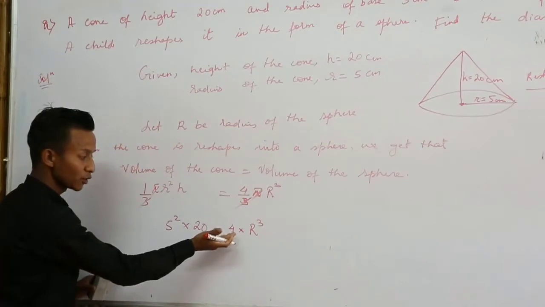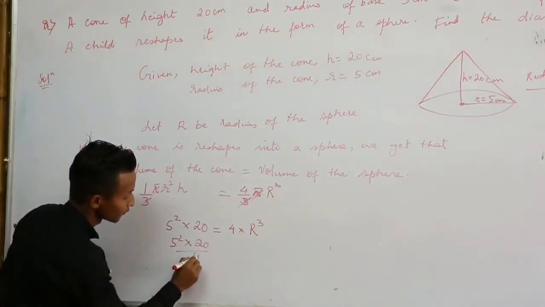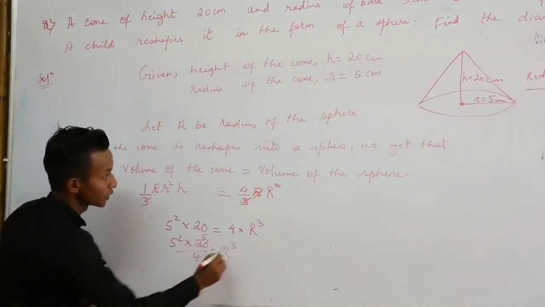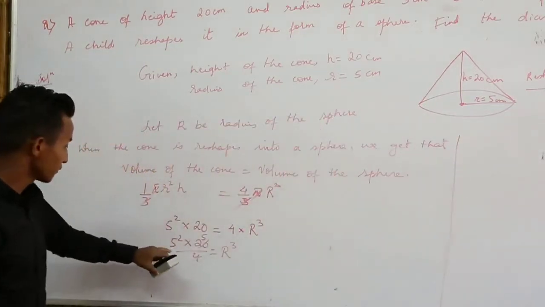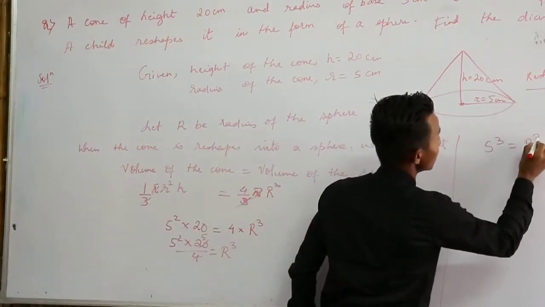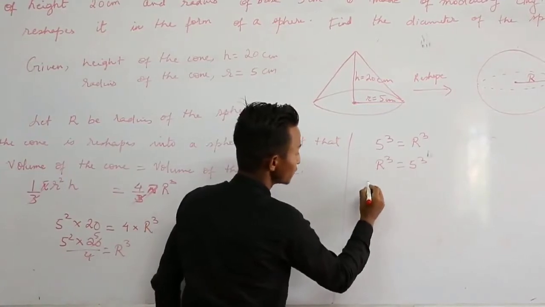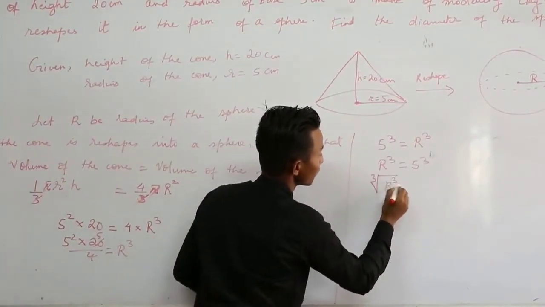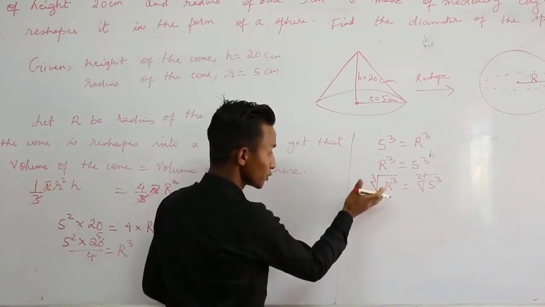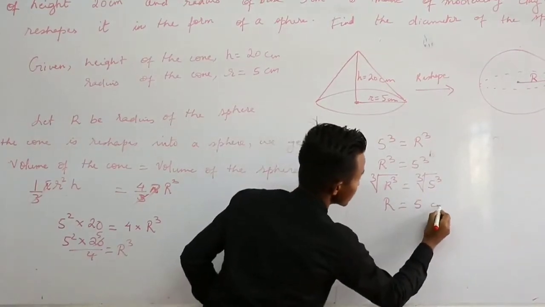So we'll bring this 4 to this side, cross multiply. We get 20 by 4 equal R cubed, and 4 and 20 cancel, we get 5. So we get 5 squared into 5, that is 5 cubed, which is equal to R cubed. So we can write R cubed equals 5 cubed. Take the cube root on both sides. Cube root of R cubed is R only, and cube root of 5 cubed is 5 centimeter.